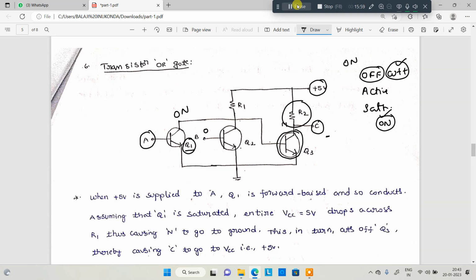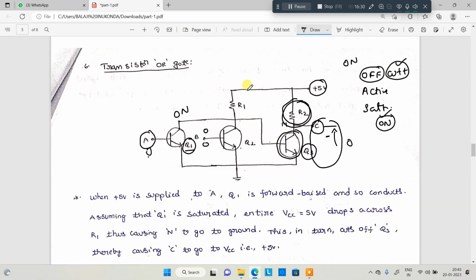This 5 volt appears across this particular resistor R2. Next, whenever B is on, or AB are both operated, it is the same thing. Whenever A is equal to 0 and B is equal to 0, what will happen here? Both are in the off state, right? There is no question of Q3 conducting. That means the entire 5 volt drops across this particular R2. There is no voltage across this particular output terminal, that is equal to 0. Okay, that is about the logic operation.